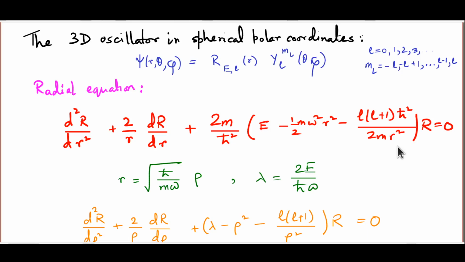Now, we will do something very similar to what we did for the one-dimensional harmonic oscillator. We will go over from r, which is dimensional, to a dimensionless variable rho, which will help us to simplify the equation, at least getting rid of some of the parameters that are sitting there.